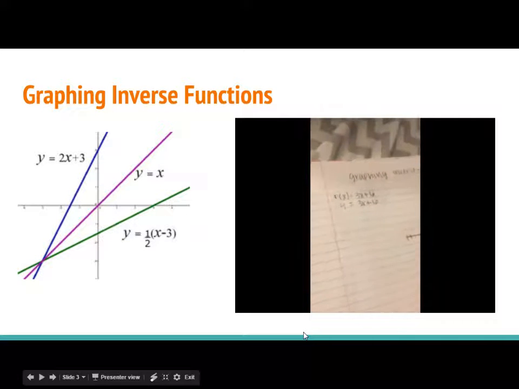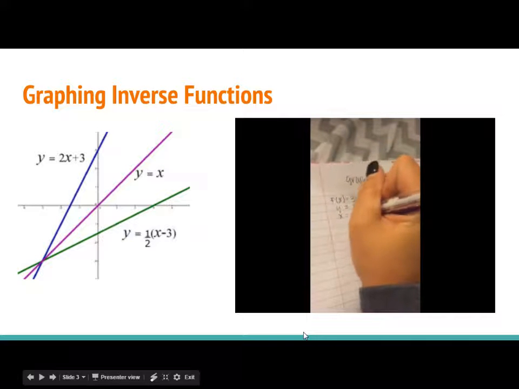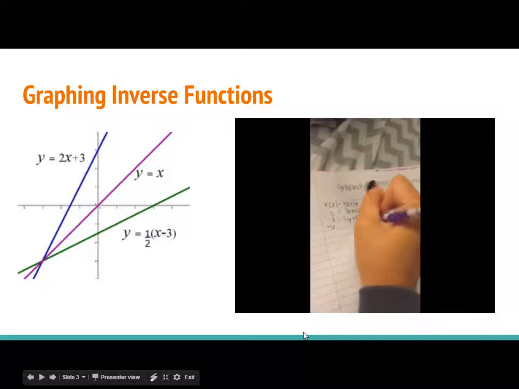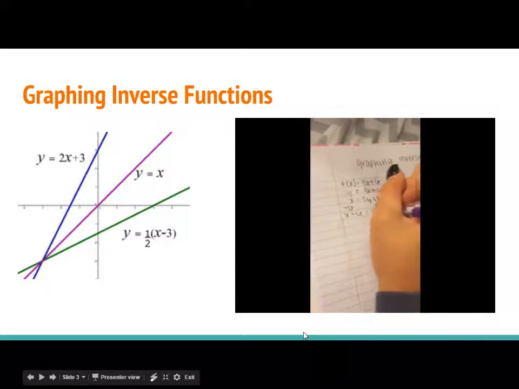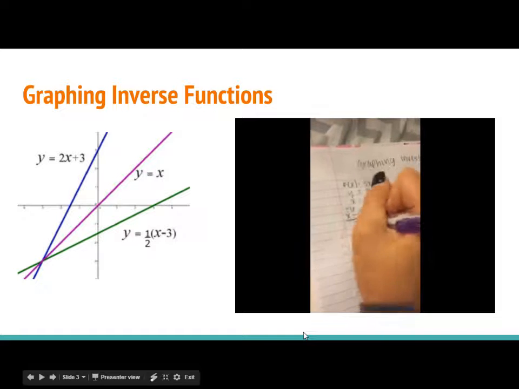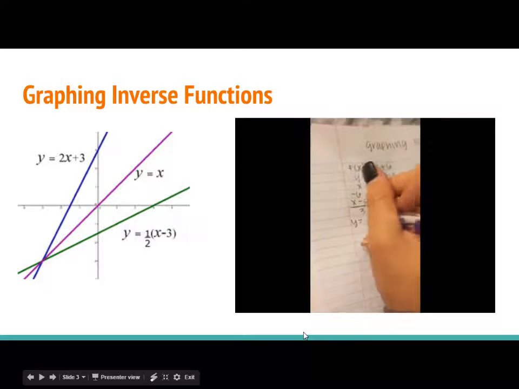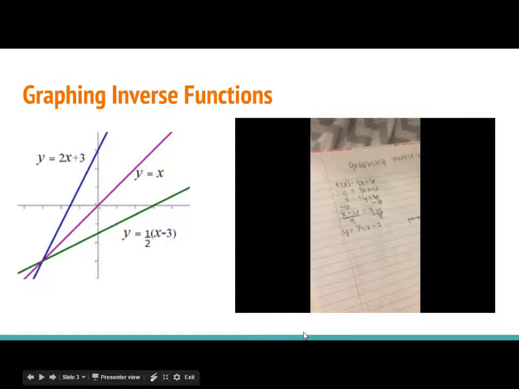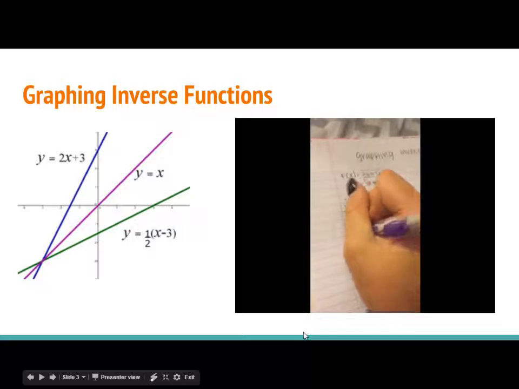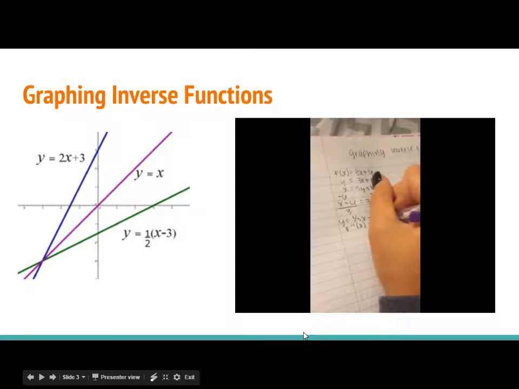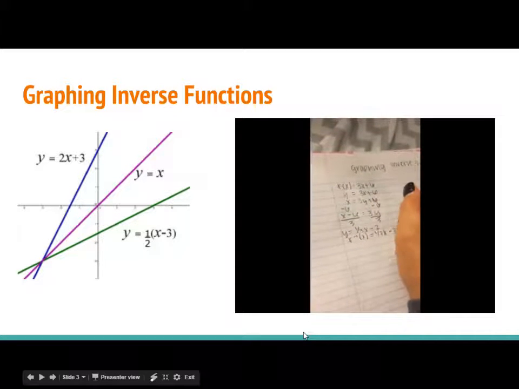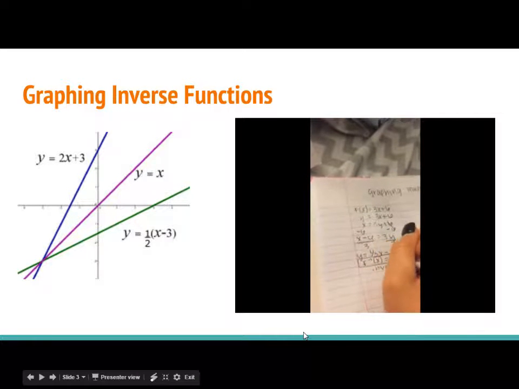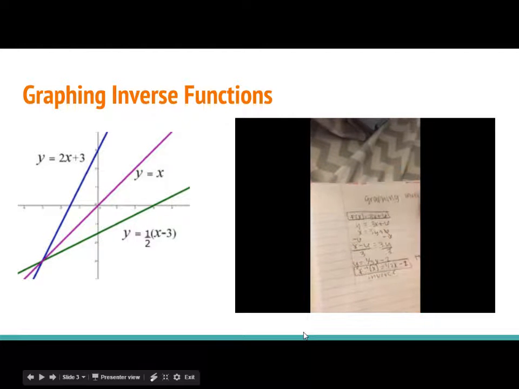Okay, so to do that, we can switch x and y. So x equals 3y plus 6. We have to get the y alone, so we have to subtract 6 on both sides. So it would be x minus 6 equals 3y. Now we can divide by 3 on both sides. So it's y equals 1/3 x minus 2. But the inverse function is f of negative 1 x equals 1/3 x minus 2. So this is the inverse. And this is the function.